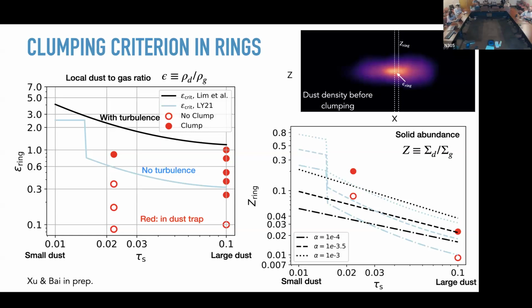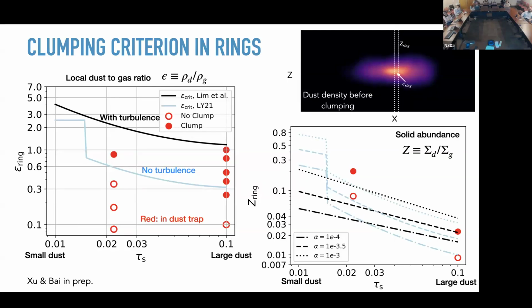Because we also want to compare with observations, here is a map of the vertically integrated metallicity in the ring. You can see our result is generally consistent with previous results. Our result at Stokes of 0.1 is generally consistent with previous results with alpha of 10 to the minus 4. But our result at Stokes of 0.02 is more or less consistent with the higher Stokes results with alpha of 10 to the minus 3. But we have both in the same simulation, right?